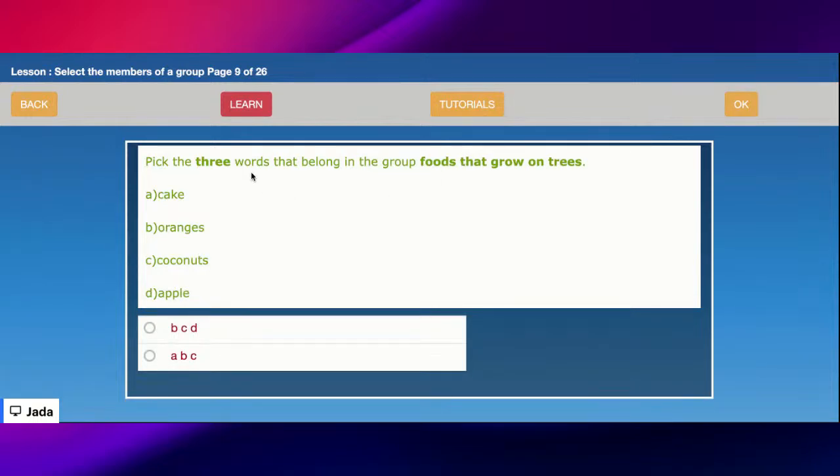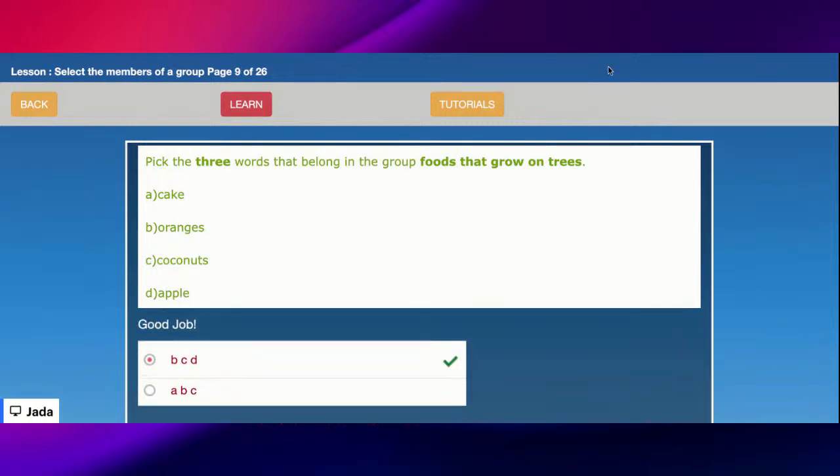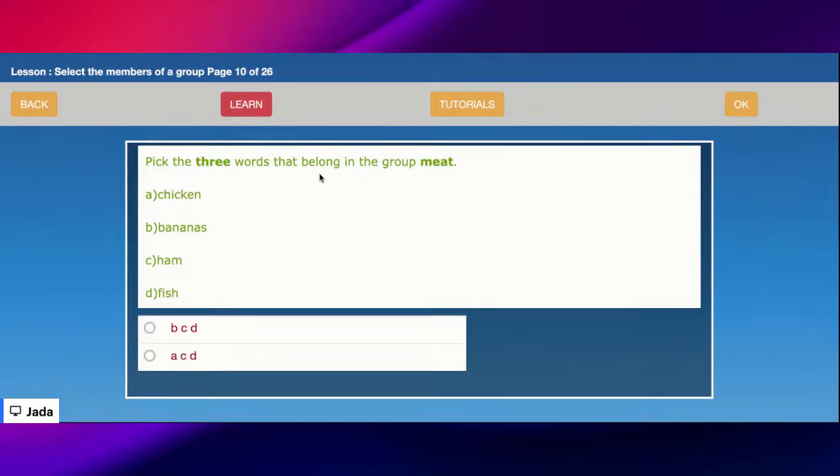All right, then this one, three words that belong in the group foods that grow on trees. What's this one? Okay, option one, cake. B, orange, coconut, apple. Okay, good. Then pick the three words that belong in the group meat. Which one belongs in meat?